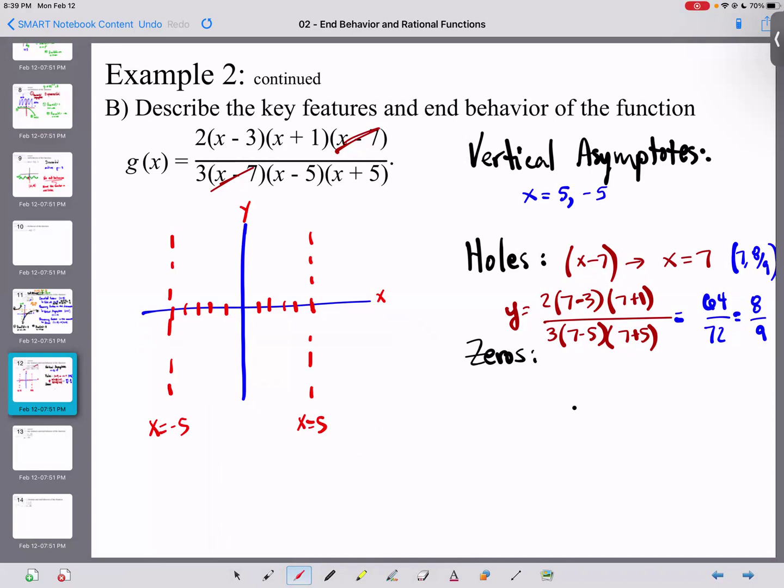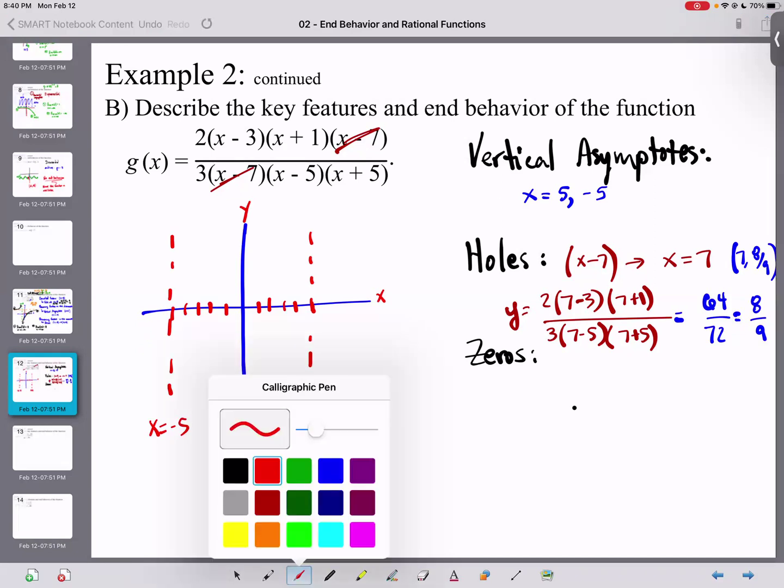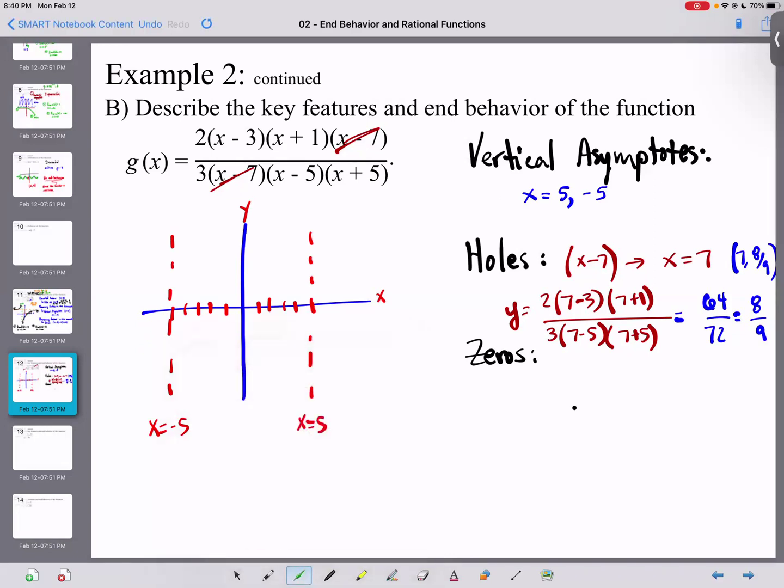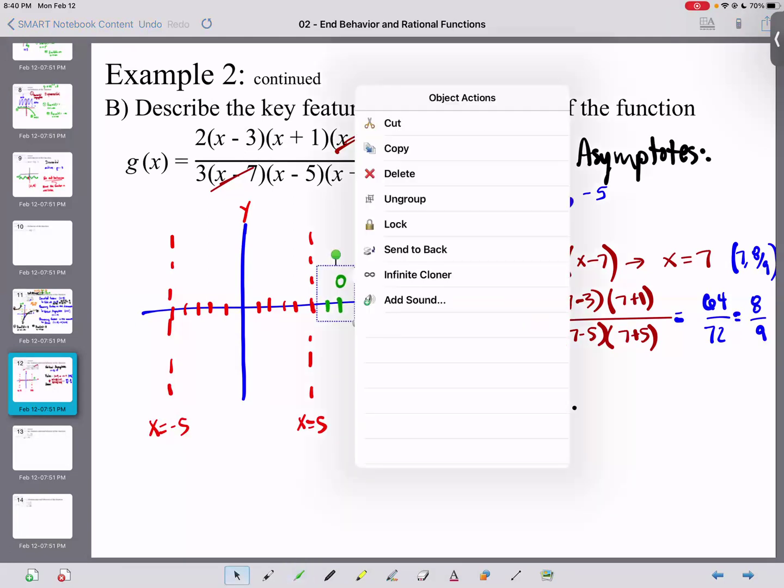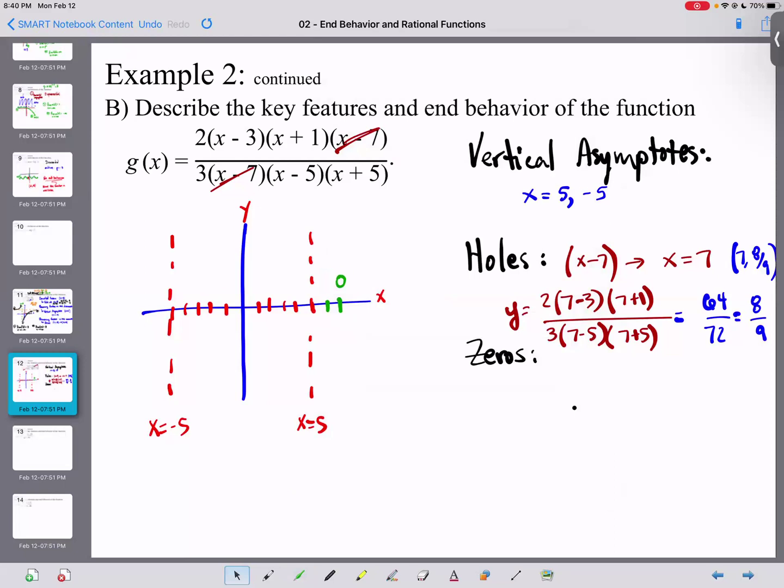We have a hole at 7 comma 8 ninths. So if that's 5, this is 6, 7, 8 ninths is somewhere over here. It'd be almost 1, so I probably should draw a little bit lower. Can't do it now. We'll leave it there.